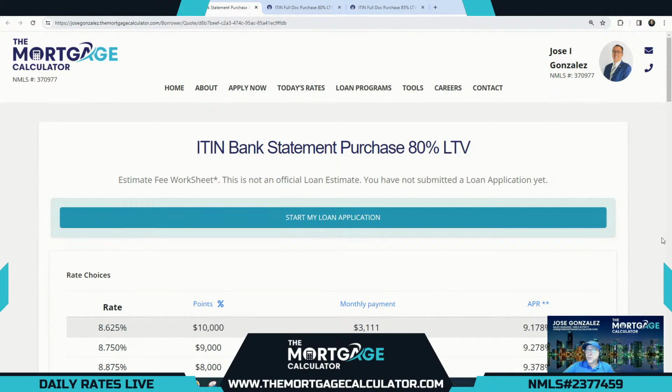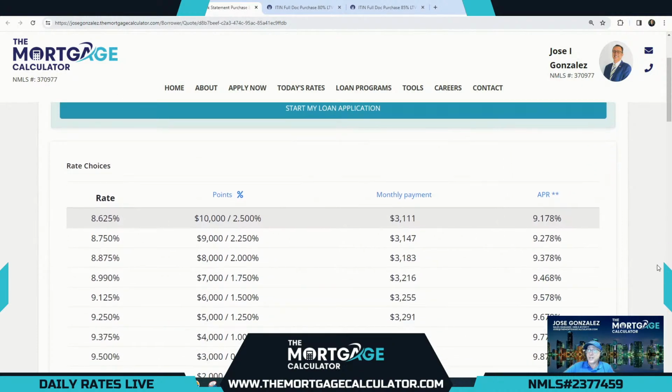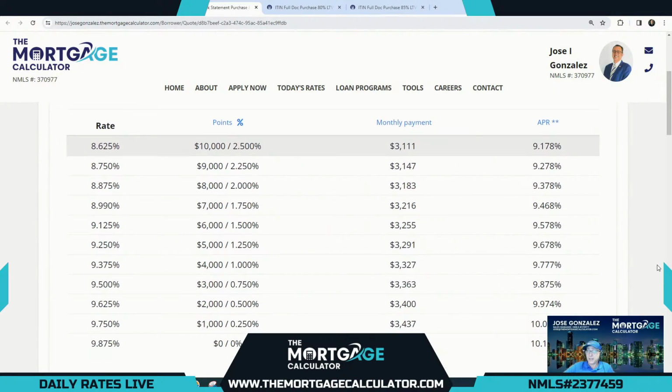And next one I wanted to bring up is ITIN bank statement purchases. This one is for a primary purchase, even though we do have the option for an investment as well. So we do have investment bank statement ITIN purchases. They just reduce the LTV by 5%. But in this scenario here, for a primary ITIN purchase, we're looking at 80% LTV as the maximum LTV, and you're looking at 9.875 as your lowest cost option and 8.625 as your lowest rate option.